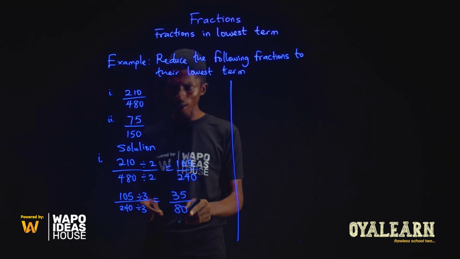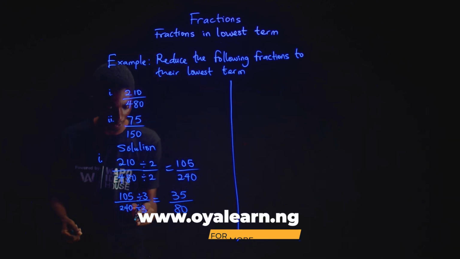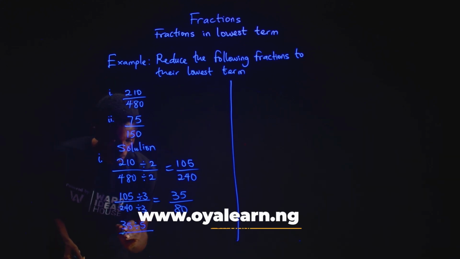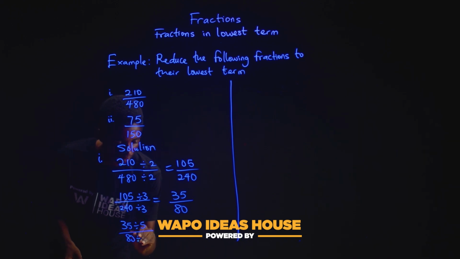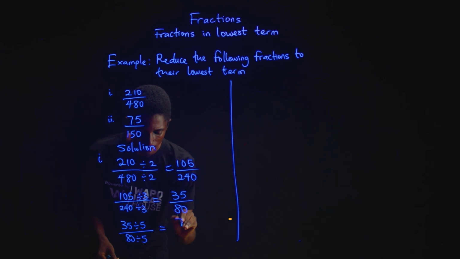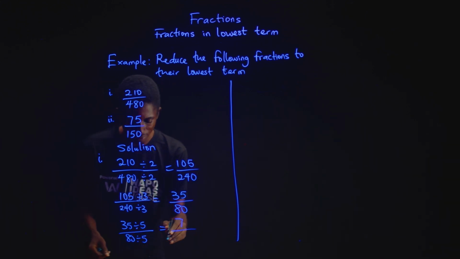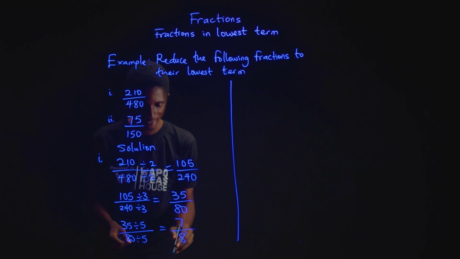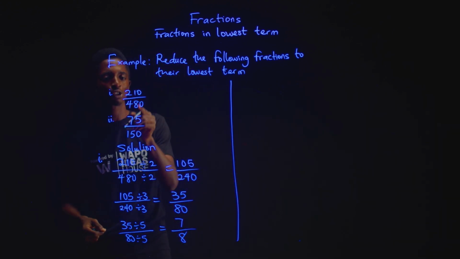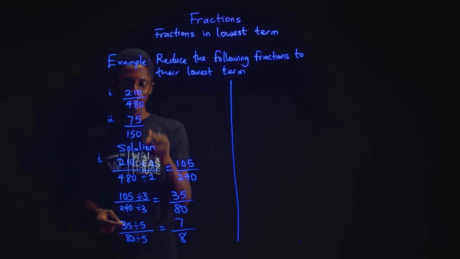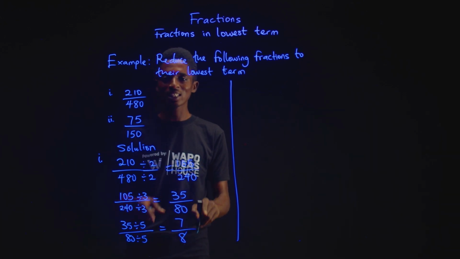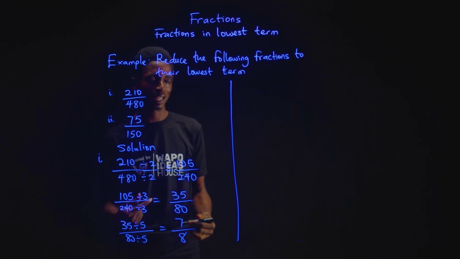They still have a common factor of 5. So we continue further from there. This time 35 divided by 5 over 80 divided by 5. And 35 divided by 5 will give us 7, while 80 divided by 5 will give us 8. Now there is no factor that can divide it further. That means the fraction 210 over 480 is equivalent to 7 over 8. And that is this fraction in its lowest term.